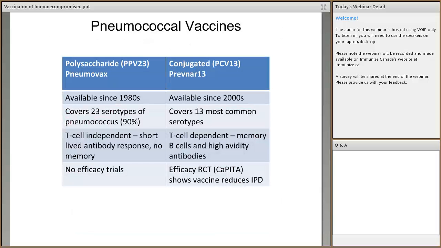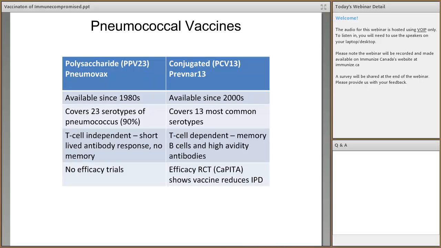We have two types of pneumococcal vaccines, the polysaccharide vaccine and the conjugated vaccine. The polysaccharide vaccine, as you know, has been available for many years. It covers 23 types of pneumococcus, which cause 90% of the disease. It creates a T-cell independent response, which allows for a short-lived antibody response with no memory creation. I'll talk about this in the next slide. There are really no efficacy trials with this vaccine, but this is the only vaccine we've had for many, many years for adults.